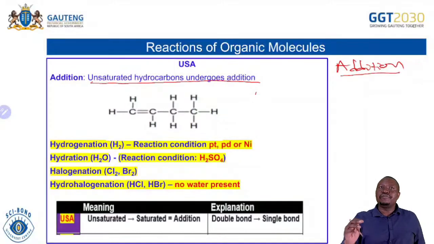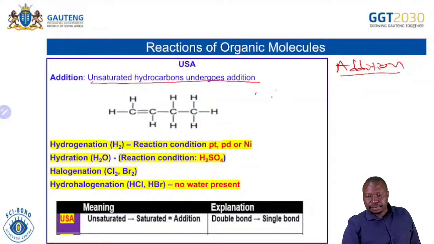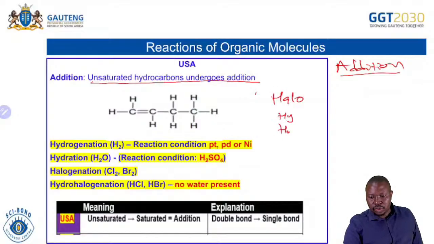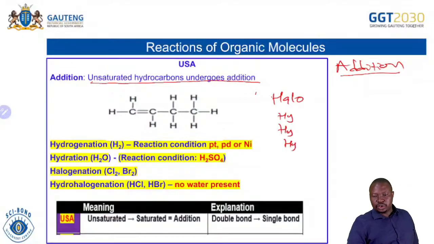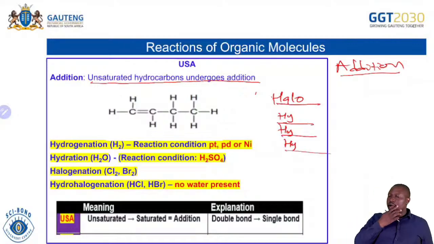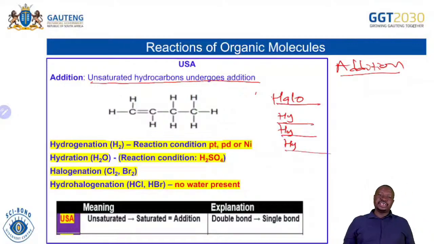However, there are types of addition. So we do the types of additions, which in this case is halo and hydro times 3. So we say halo and hydro times 3, meaning that the addition reactions we do are halogenation, hydrogenation, hydration, and hydrohalogenation. So we do 4 addition reactions.